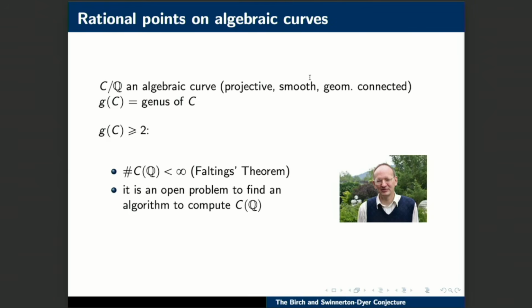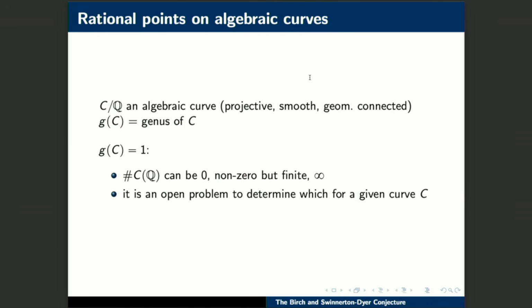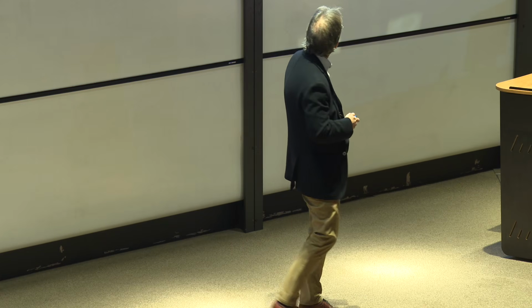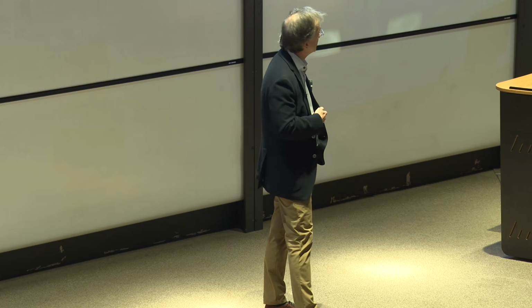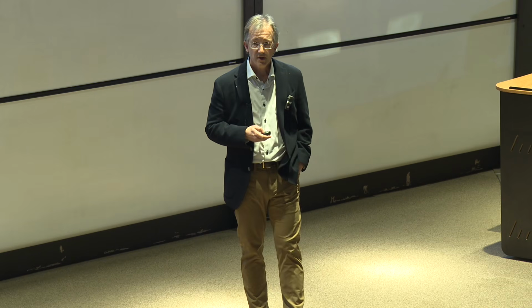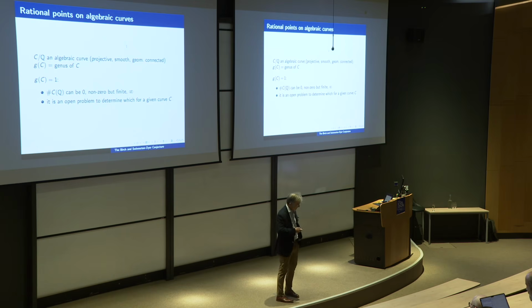And the Birch and Swinnerton-Dyer conjecture lives in the middle. So it's the case of curves of genus 1. So here, actually, there can be 3 possibilities. You can have no points, no rational solutions. You can have finitely many rational solutions, or you can have infinitely many rational solutions. And all 3 possibilities occur. So it's an open problem to determine which occurs for a given curve.